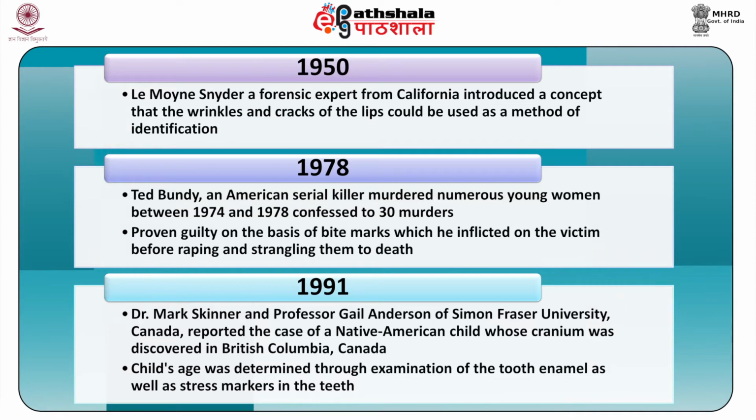1978, Ted Bundy, an American serial killer who murdered numerous young women between 1974 and 78, confessed to 30 murders, and afterwards he was proven guilty on the basis of bite marks which he inflicted on the victims before raping and strangling them to death.